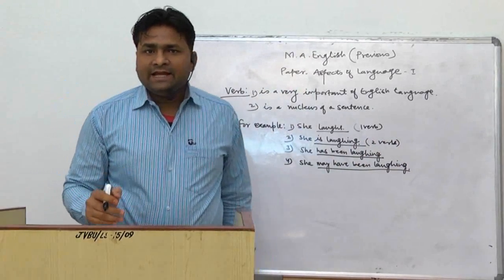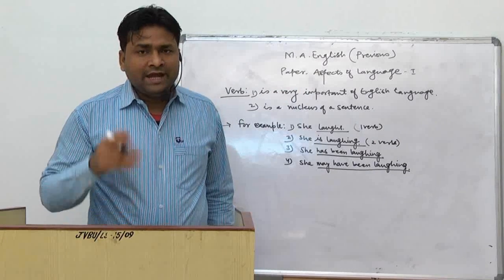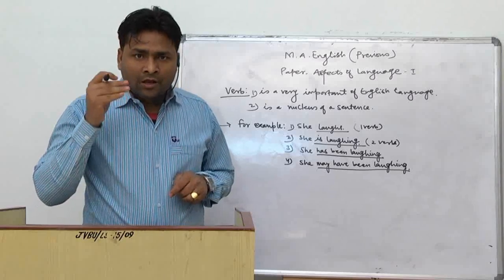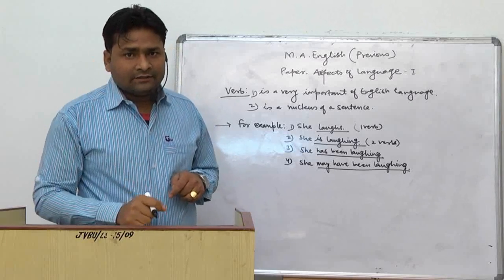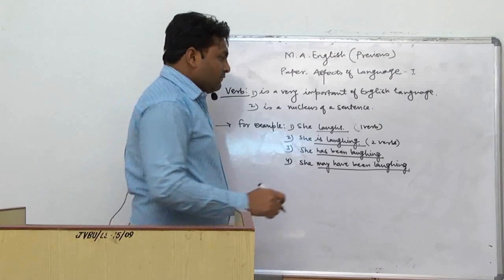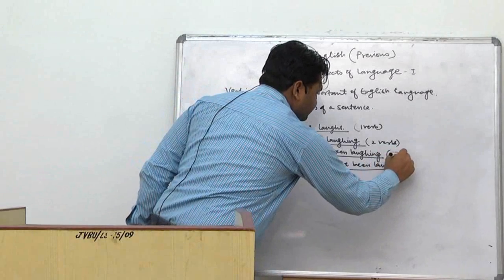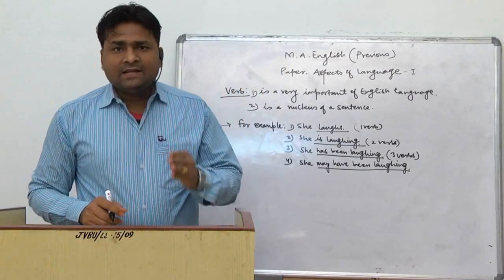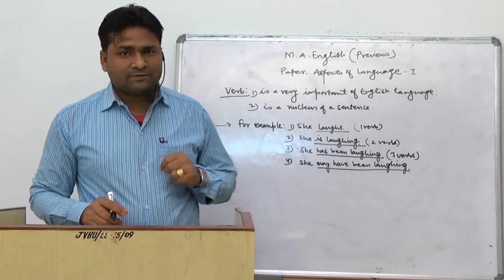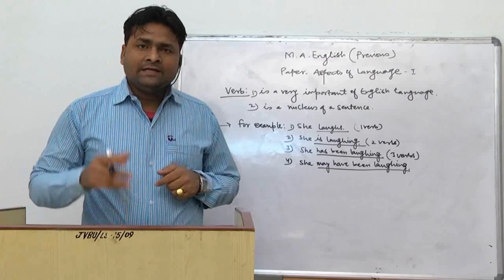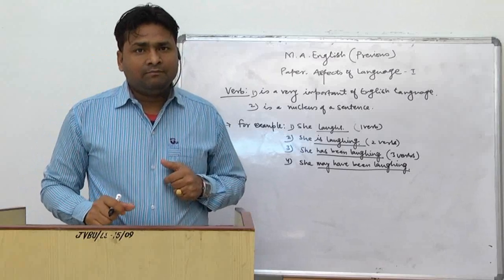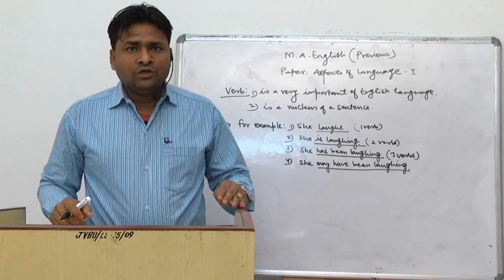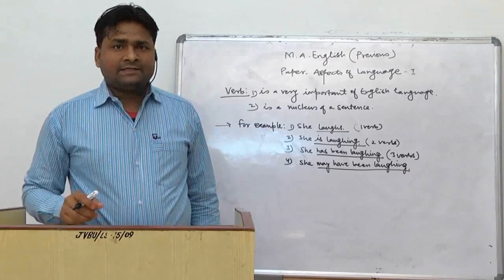Similarly, if we take sentence number three, she has been laughing, here we have used three verbs: has, been and laughing. So the number of verbs is three here. In the same way, in sentence number four, we have used four verbs. Number one, may, second, have, third, been, fourth, laughing. It means that we have used four verbs in sentence number four.